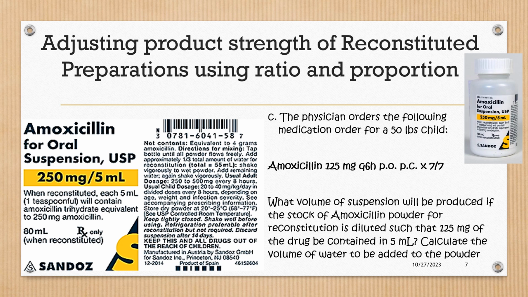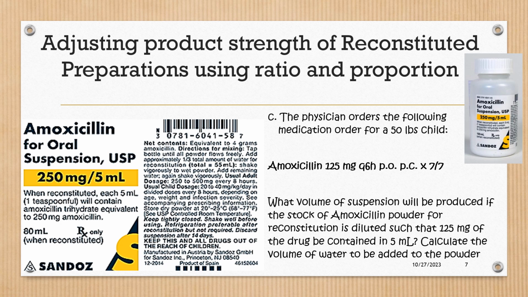There are some times when you will be asked to modify the concentration of the product that you have to a specific volume that the patient can measure, and sometimes these are done for patient-specific reasons. So in this case, you have a prescription of 125 milligrams of amoxicillin every 6 hours for 7 days.